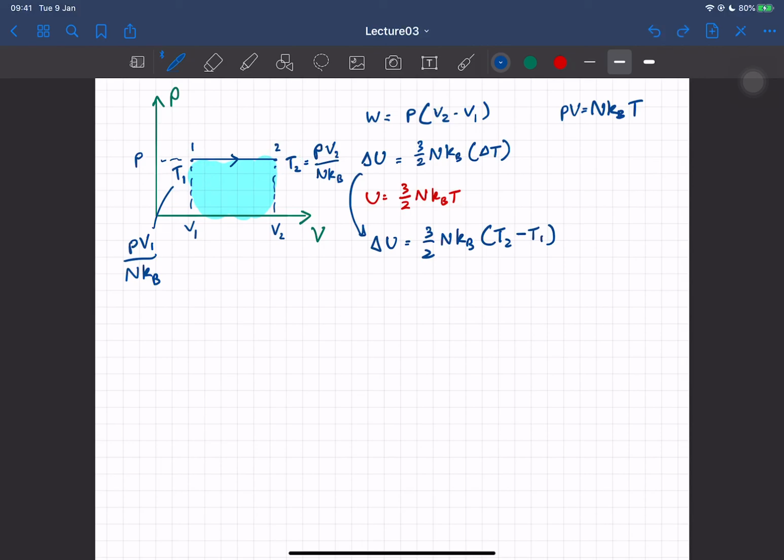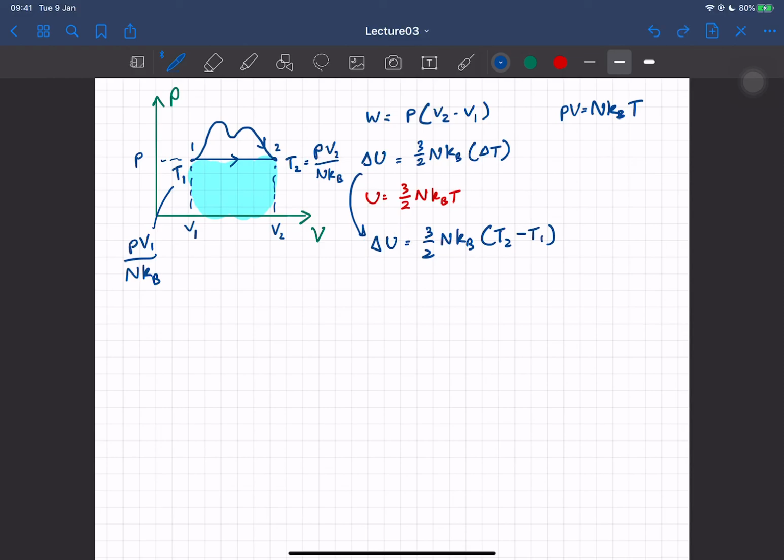Okay? It doesn't matter how you move from 1 to 2. For example, you can move from 1 to 2 like this. Okay? So the pressure is no longer constant, so it's going to go up and down, something like that. Right? In this case, the path is different, but the end point is the same. So T2 and T1 have the same value. So if T2 and T1 have the same value, then delta T also has the same value. So no matter what path you choose, delta U is always the same.